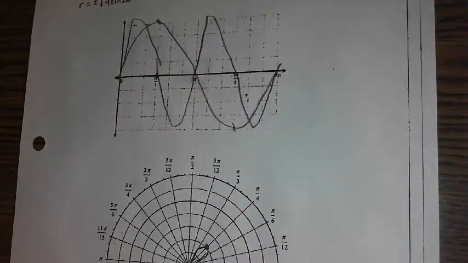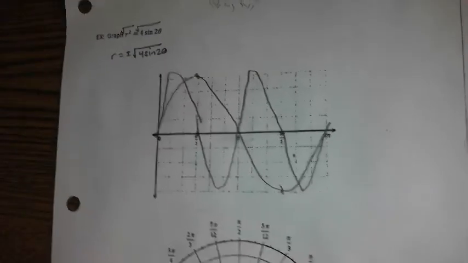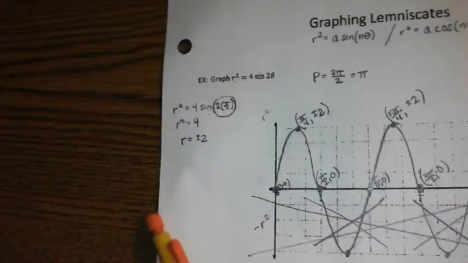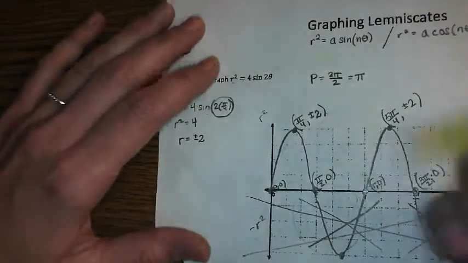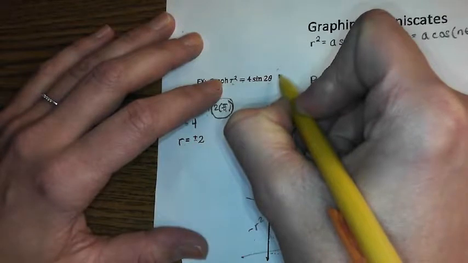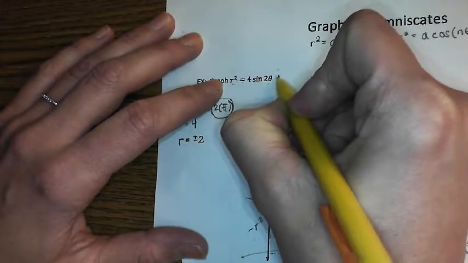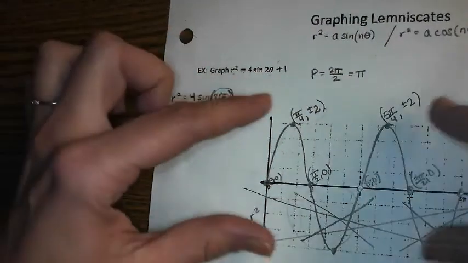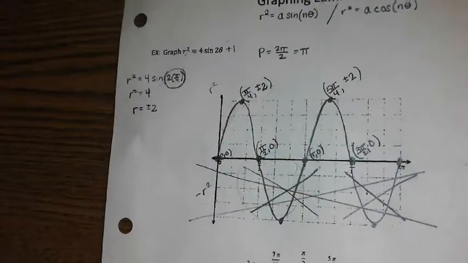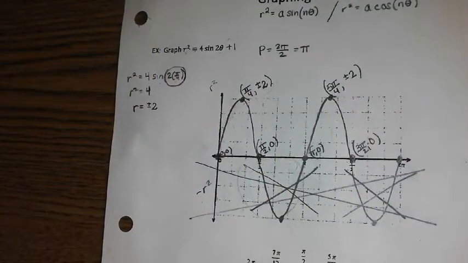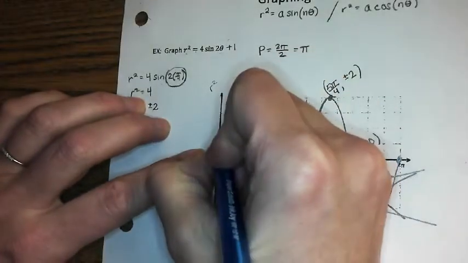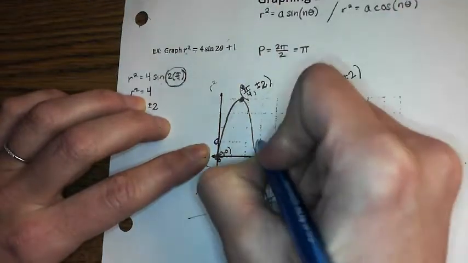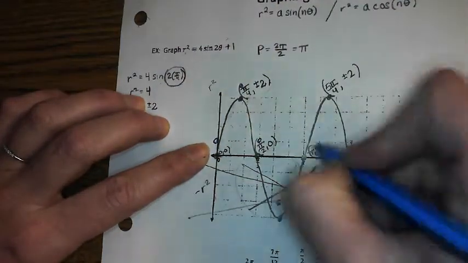Before I do it, let's come up with any hypotheses. What do you think will happen if I add 1? Which means this whole graph is going to shift up 1. So I'll just take all my critical points and shift them up 1.